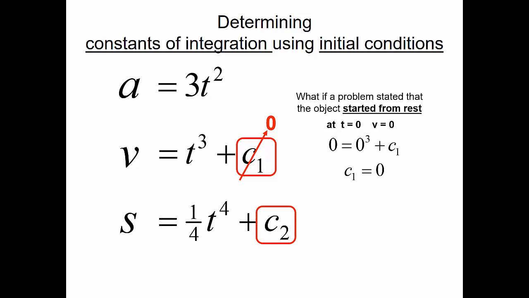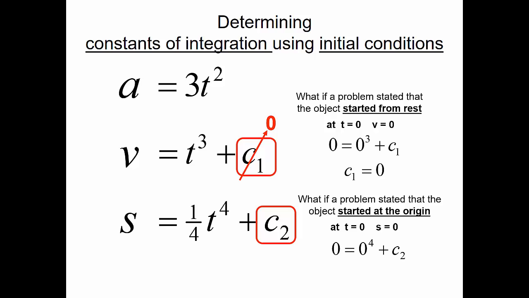Now let's look at the position function. We've already eliminated the constant c1 and determined that it was 0 based on our initial conditions. So what if the problem then stated that the object started at the origin? In this case, the position is 0 at time equals 0. So if we put in 0 for position and 0 for time, and solve for the constant c2, we would also find that c2 is equal to 0, and we can eliminate that constant.